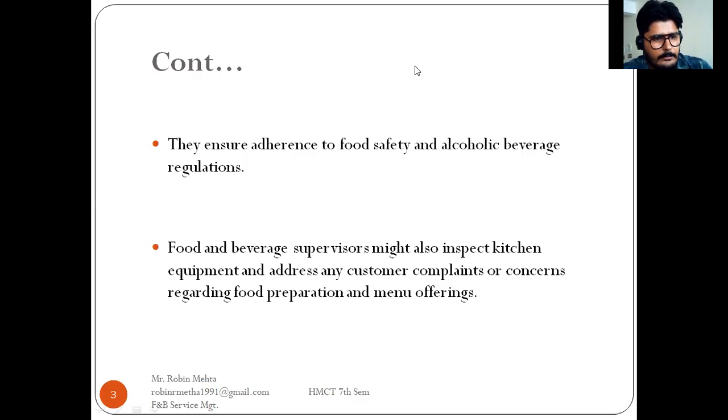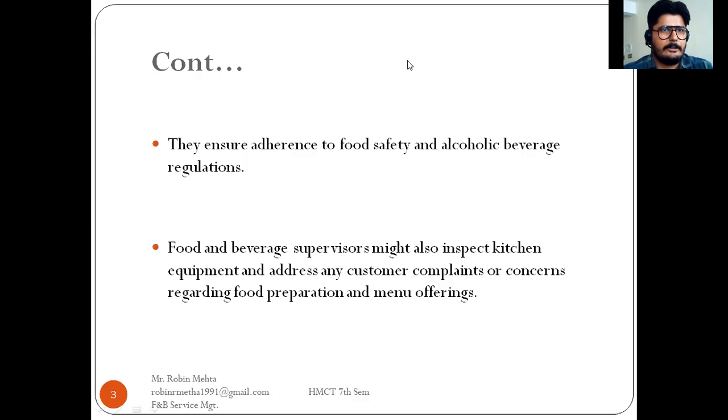Okay, so at this point you may say that the supervisor might also inspect kitchen equipment, any kind of equipment. If any repair is required, they check it and ask how long this particular equipment has not been in working condition. So any kind of equipment they can inspect, and also address customer complaints.